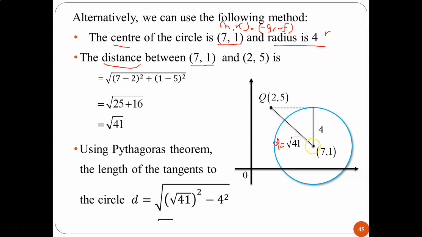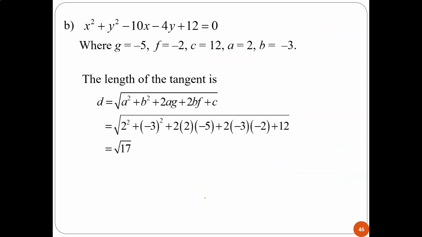This is not the radius, okay? The radius goes only up to this point. This is the radius. This one extends out until Q. So this one is the distance or the length. This is just a distance. Using Pythagoras theorem, the length of the tangent to a circle D equal to this one. So again, similarly, you will get this one. So there are two ways.